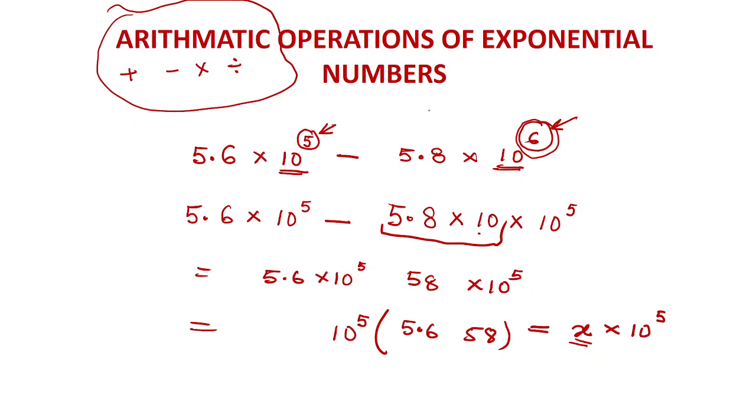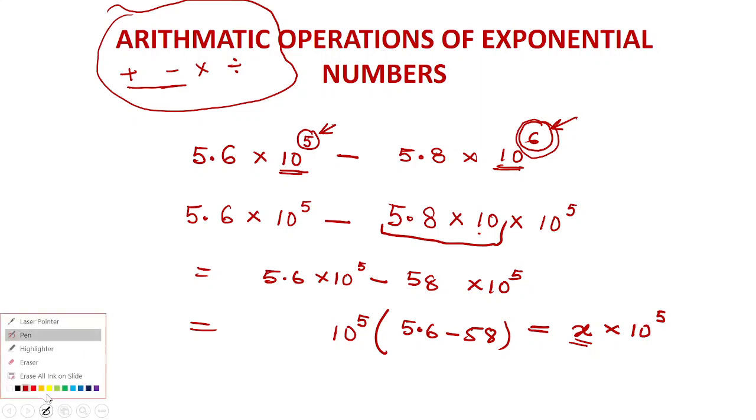So if both of them become same, by the same technique you have to take the common power of 10, and then whatever you are left with you have to just subtract them. So now 5.6 minus 58 you will get some negative value, and that negative value you are to express in terms of the powers of 10. So this is your arithmetic operation, which is the first one. These two we have done for the addition and the subtraction. Now let's see what about the multiplication and what about the division.